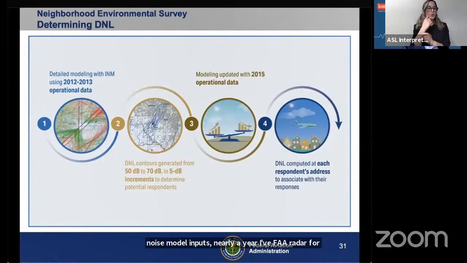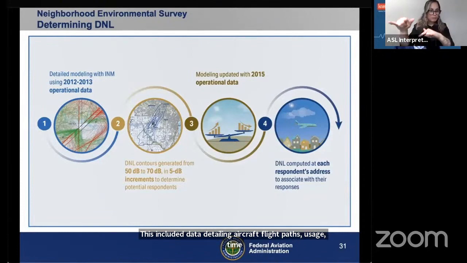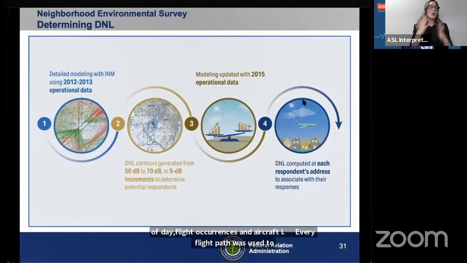And this included data detailing aircraft flight paths, runway usage, time of day, flight occurrences, and aircraft type. Every flight path was used to compute the resulting noise exposure, not representative flight paths. Noise modeling was based on annual average daily weather conditions for each airport and included airport-specific terrain.